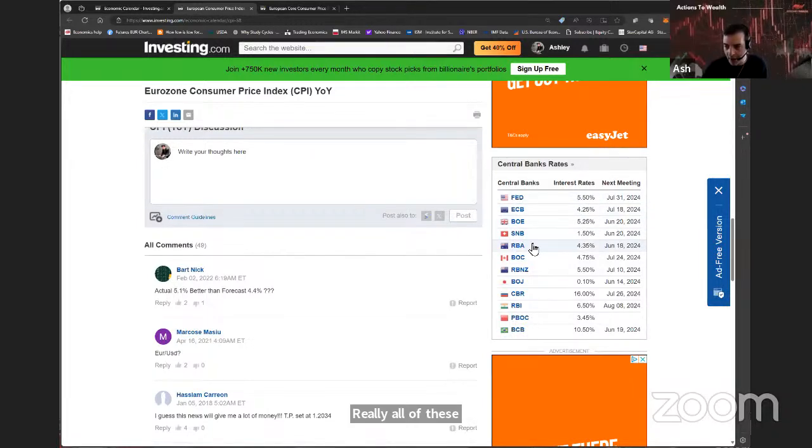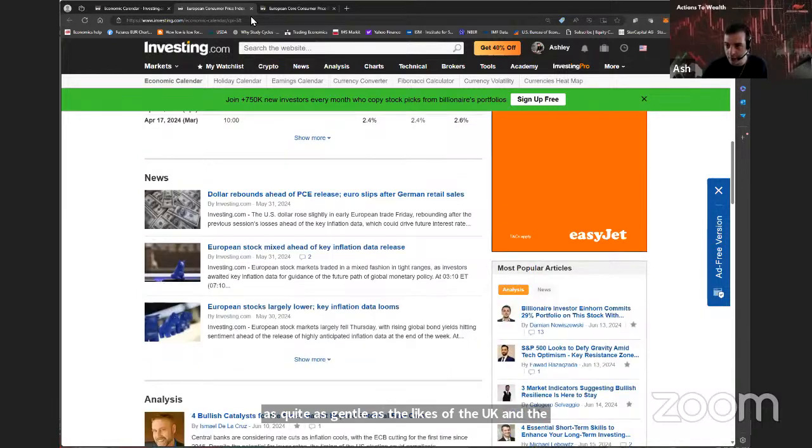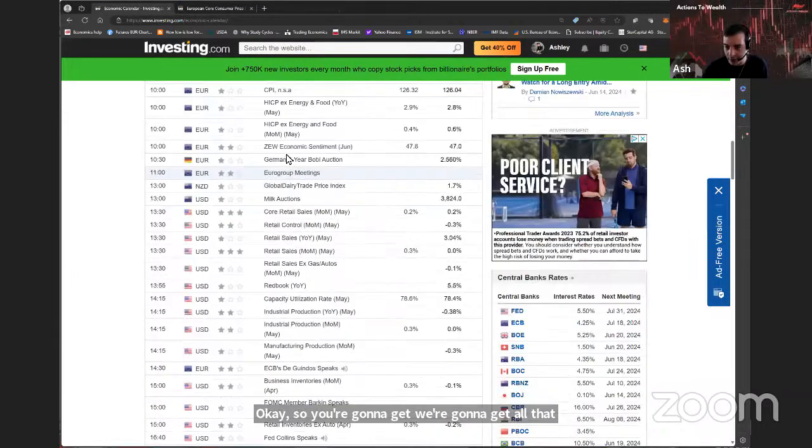Really, all of these top three here are quite high. The RBA is high, but it's still under the Fed and the Bank of England, and you can see the RBNZ as well. A long way to drop. These countries have not got inflation quite as gentle as the likes of the UK and the Eurozone, and I'll show you the UK. Okay, so we're going to get all that from Europe, and that's going to be a market mover.